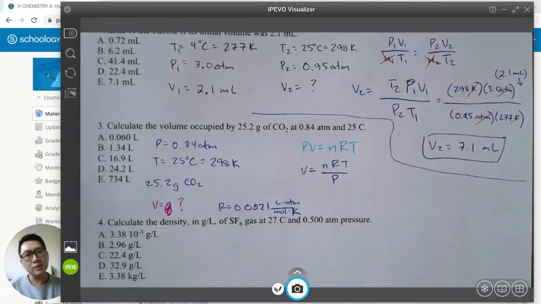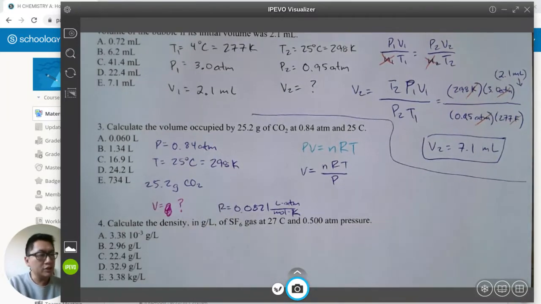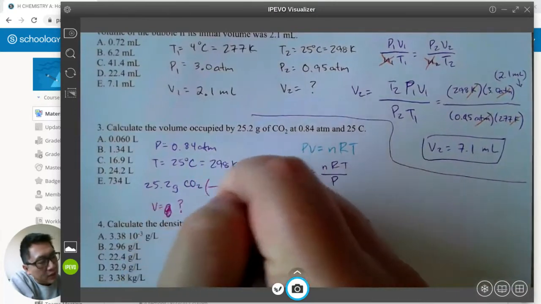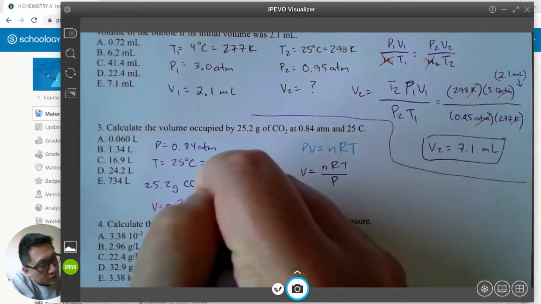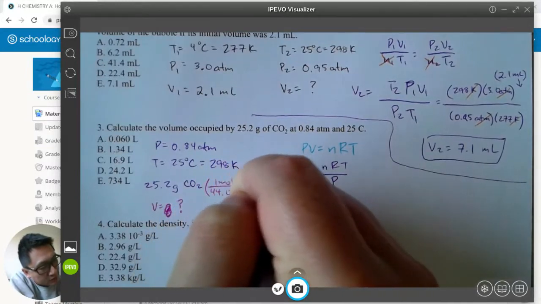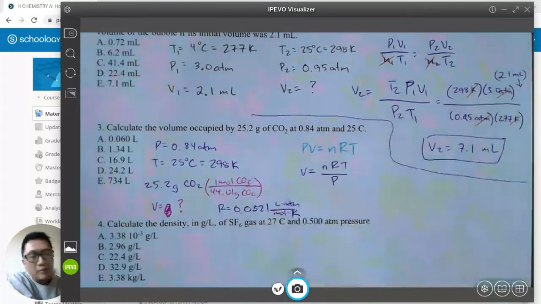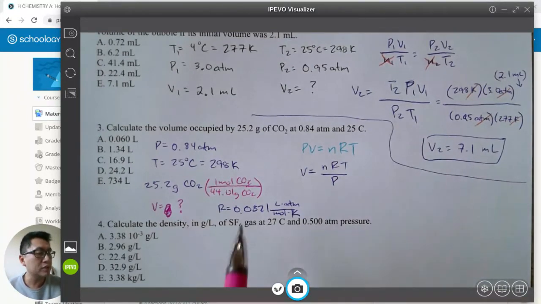You need a periodic table for this. Carbon on the periodic table, 12.01. Oxygen on the periodic table, 16, but times 2 because there are 2 oxygens. Add that up, and that's 44.01. 1 mole of carbon dioxide is 44.01 grams. I only know that by adding up from the periodic table: 1 carbon and 2 oxygens, 12.01 plus 2 times 16 is 44.01.